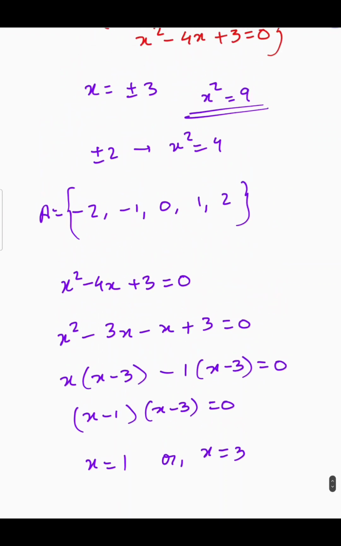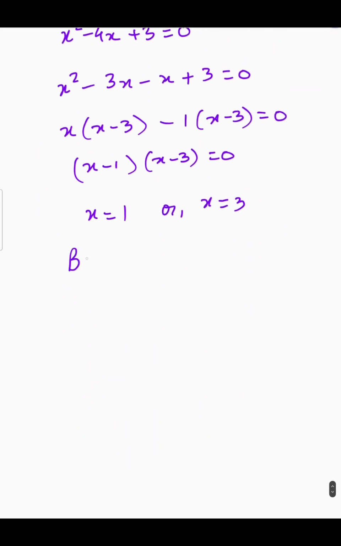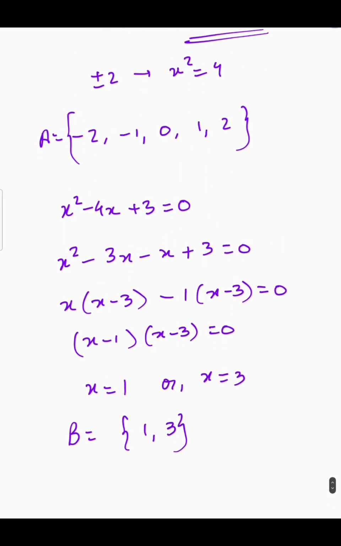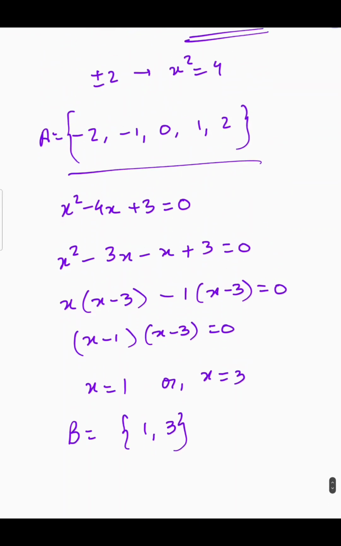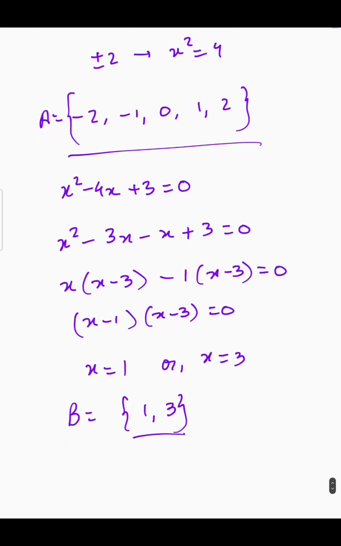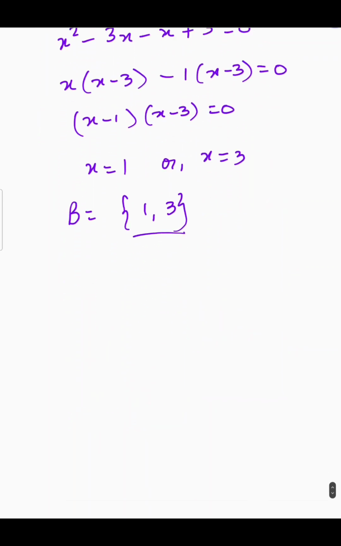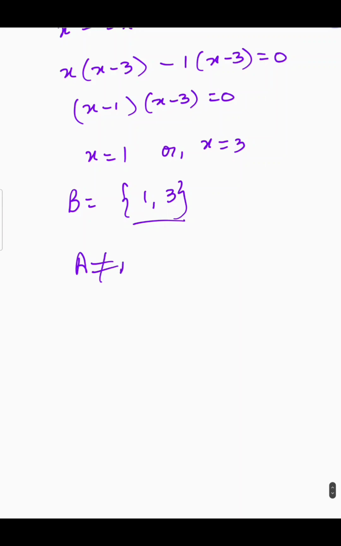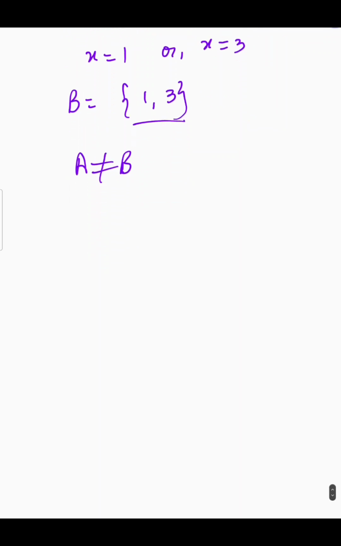So that means set B will carry 1 and 3. Absolutely not equal. Neither the cardinal numbers, means they are not equivalent even. Okay, so A is not equal to B, this is the answer. I hope that it is clear. Next question.